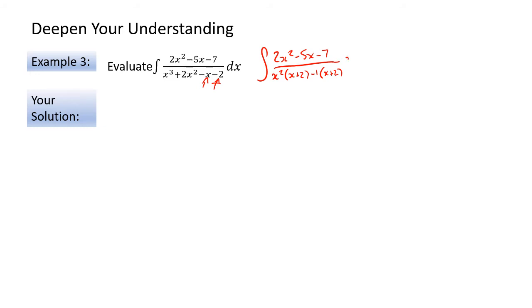So that means that we can factor this by factoring the x plus 2 out of both of these. And what we're left with is 2x squared minus 5x minus 7 divided by x squared minus 1 times x plus 2. So we can go one step further on this. x squared minus 1 can actually be factored further, and that's because it's what's known as a difference of squares.